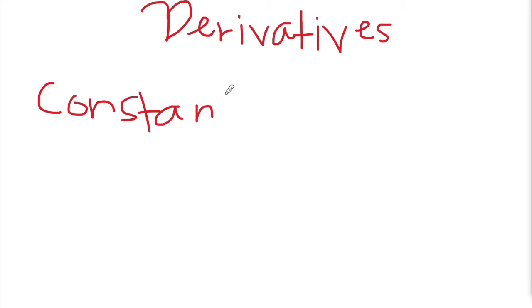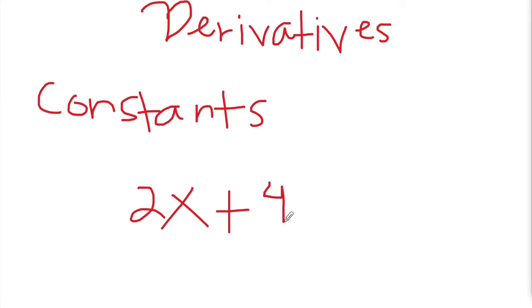So constants are one of the types of derivatives you're usually going to see. For example, it's like plus 5, plus 4, that type of thing. So let's say you have 2x plus 4. In 2x plus 4, let's pretend to take out the 2x for now, and let's just concentrate on the plus 4. So plus 4 would be considered a constant. It doesn't have a variable to it, it's just a constant.